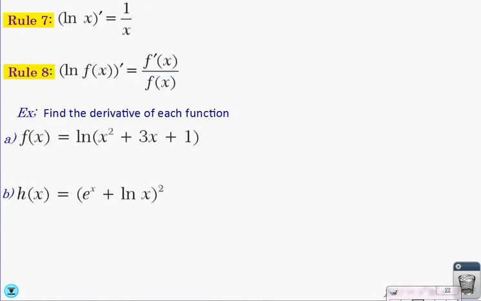So now guys, please try to solve this first example on your own. Pause the video. So now I hope that you paused the video. Let me move on then.